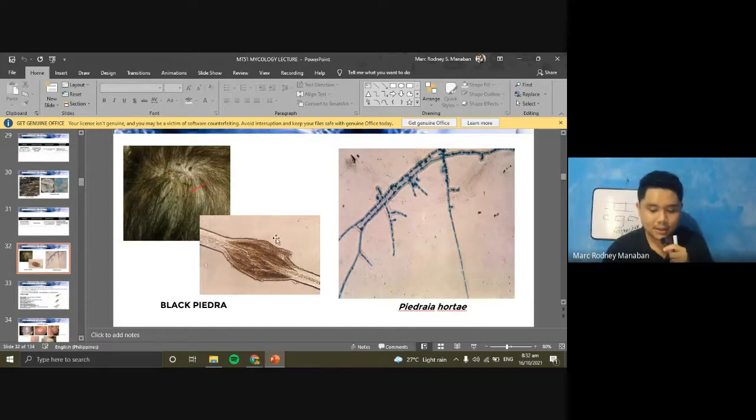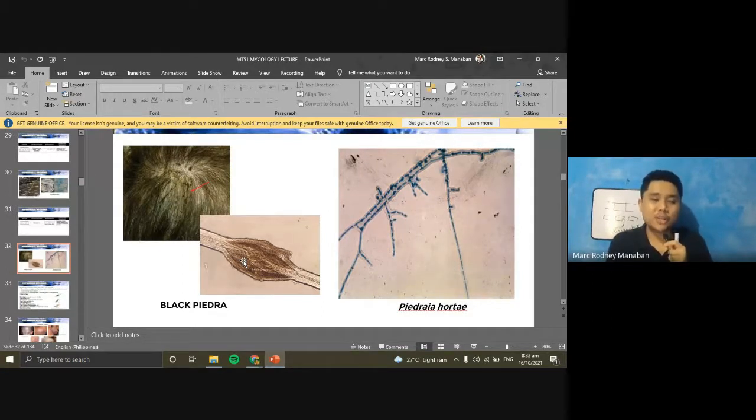As you can see, there is your black piedra. So it infected the hair. All right, and inside this are ascospores when we examine it. And here's an example of Piedraia hortae, its morphology, okay? So hyphal elements, which we can see here, all right, and ascospores. Okay, so that's for Piedraia hortae.